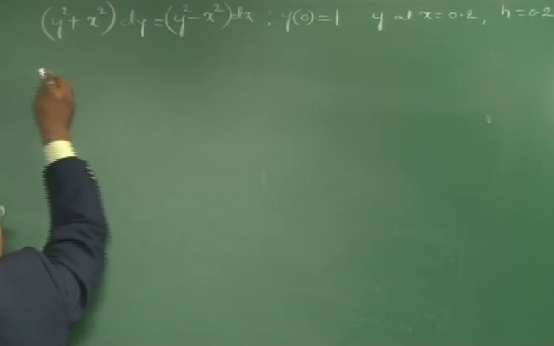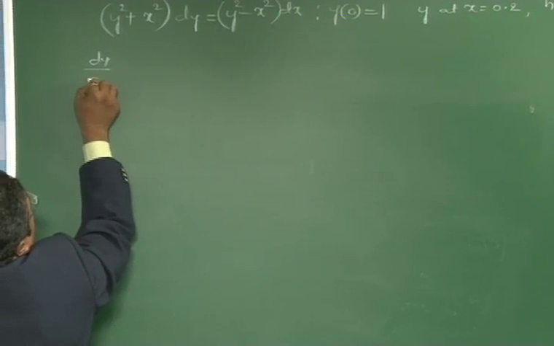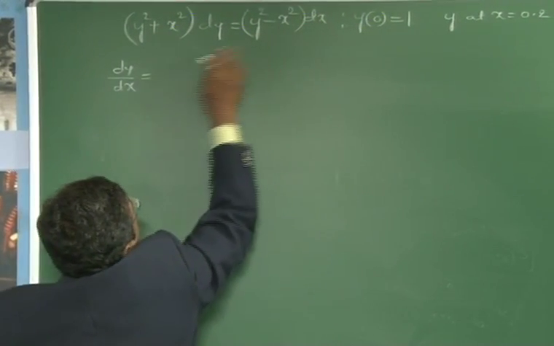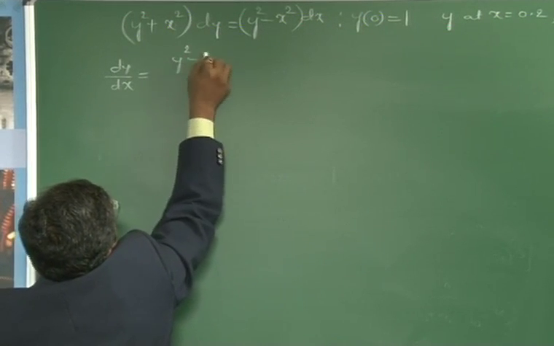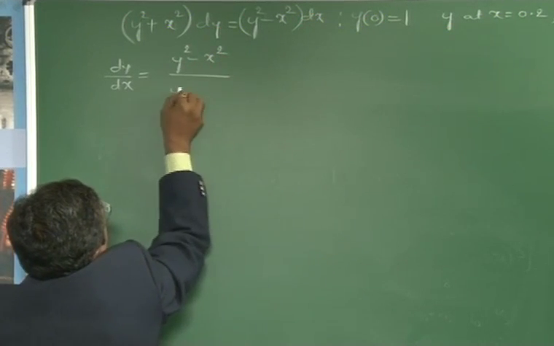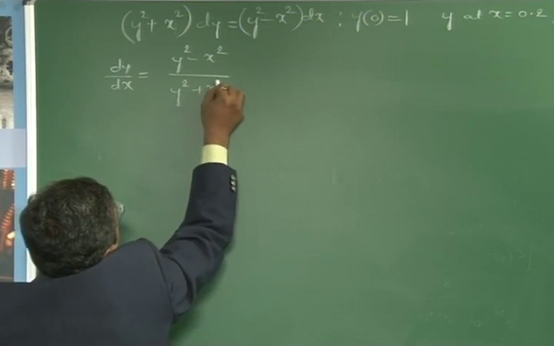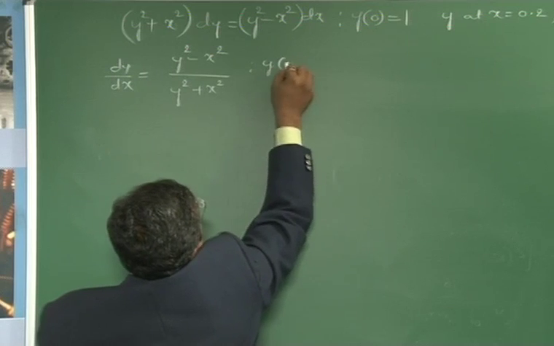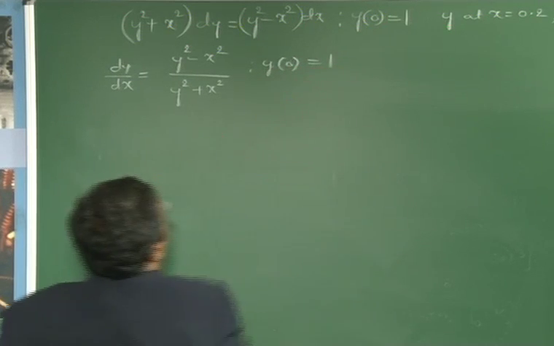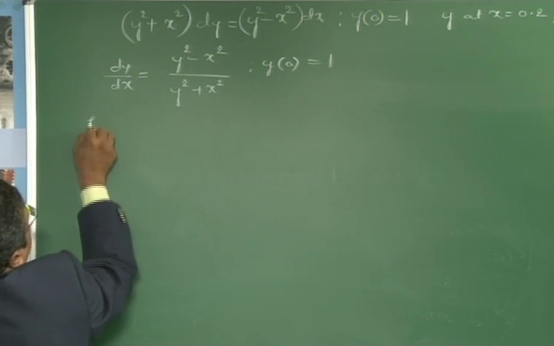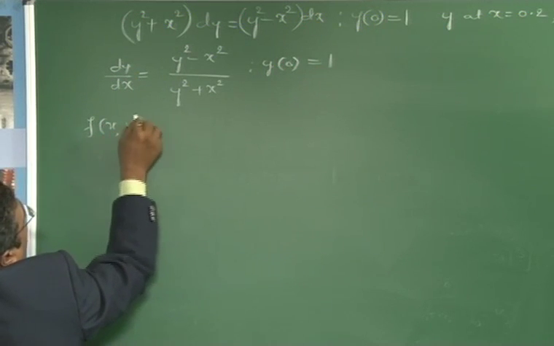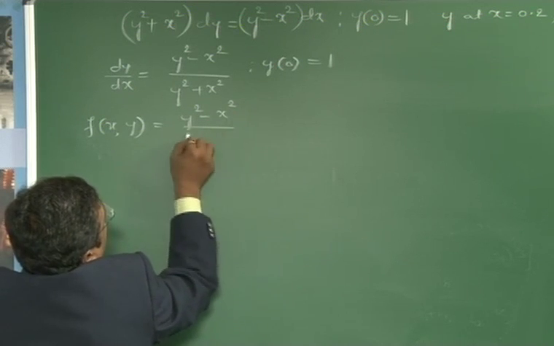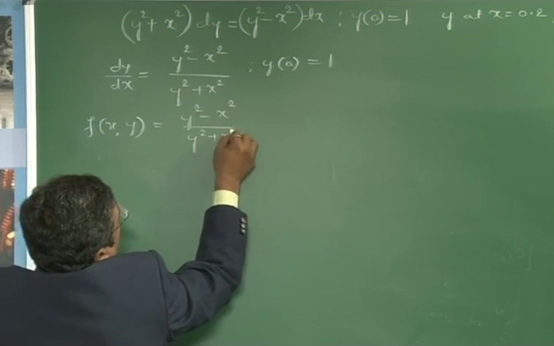So first you have to find the derivative of this function, that is dy/dx. It is (y² − x²) divided by (y² + x²). This is the function, and the corresponding initial value is y(0) = 1. This one we treat as the function f(x, y) = (y² − x²)/(y² + x²).